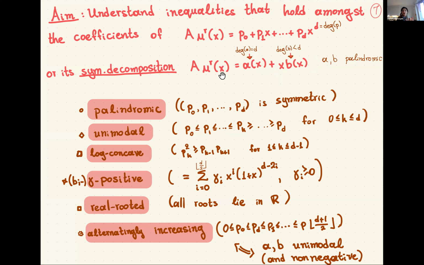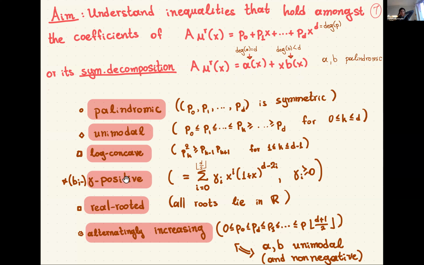If the colored multiset Eulerian polynomial is palindromic itself, then this decomposition is trivial. The B polynomial is the zero polynomial, and the A polynomial is the same as our colored multiset Eulerian polynomial, right? So this is not a very interesting example, but in the rest of the cases that are not palindromic, that we will see there are many, we can also study this symmetric decomposition, right?